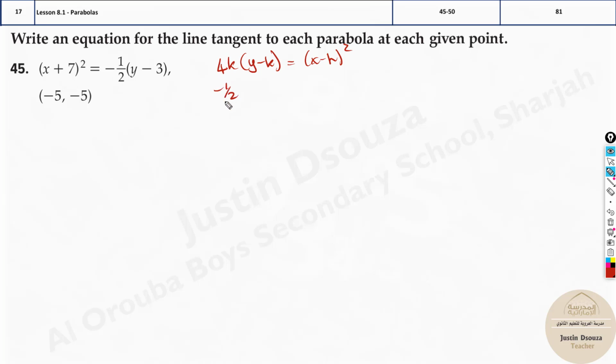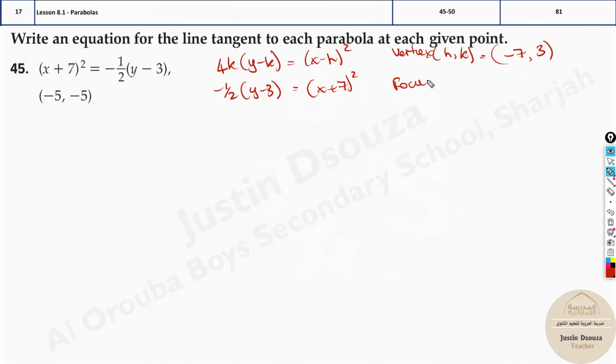See, 4k is minus half. y minus 3 equals x plus 7 the whole square. What is the vertex value? Vertex is h comma k. Now over here this is plus 7, which means you should take minus 7 comma, what is k? It is directly 3. If it's minus, you directly take it positive 3. But if it is positive 7, you take minus 3.